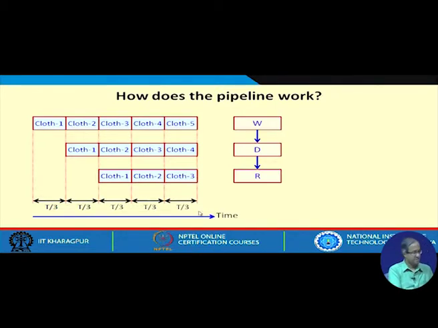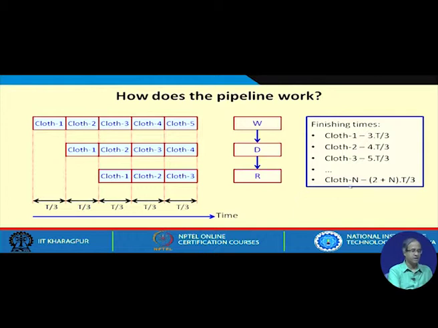That is why I talked about the total time as (2 plus n) into T by 3. Like you see, the first cloth comes out at the time 3 into T by 3. The second cloth comes out at 4 into T by 3. The third cloth comes out at 5 into T by 3. Similarly, the nth cloth will come out at (2 plus n) into T by 3. This is how we got this expression, right. Okay.